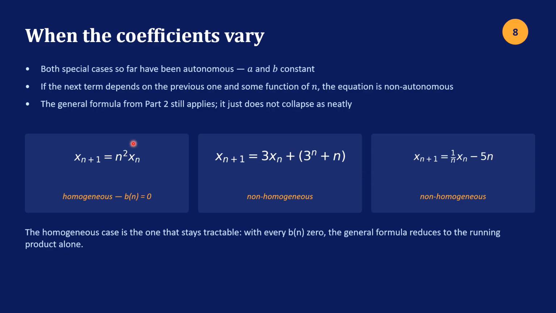These two are non-homogeneous because your b is not equal to 0. This is homogeneous, but it's non-autonomous. In fact, all three of these are non-autonomous. The homogeneous case, this one here, is the one that stays tractable with every b_n, right? There's no b_n here, b_n equals 0. The general formula reduces to a running product alone.